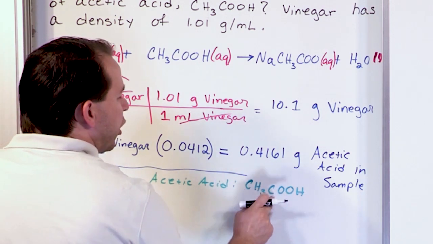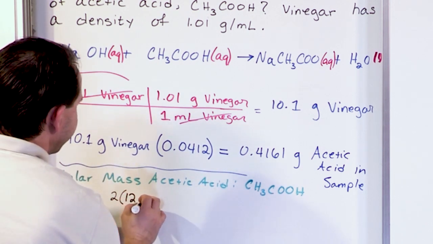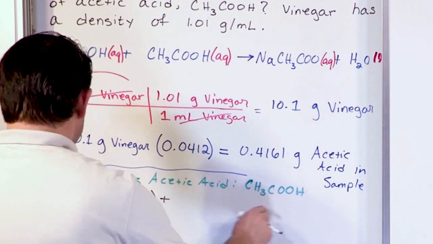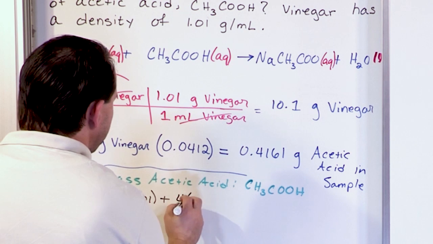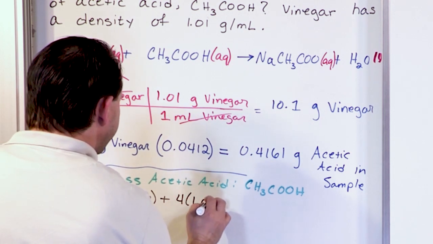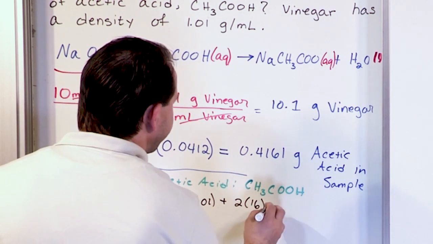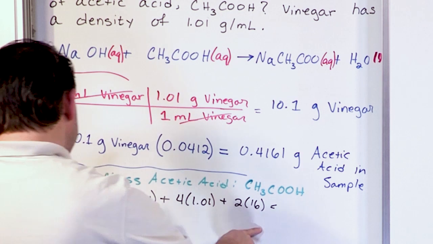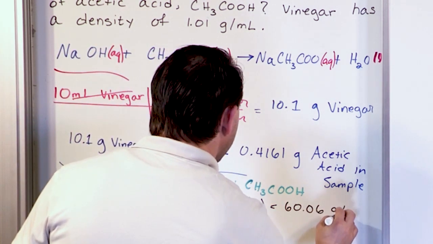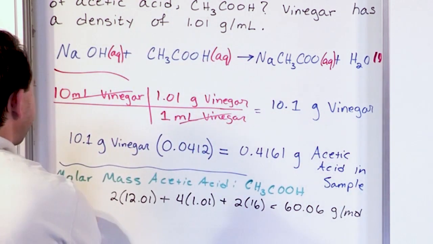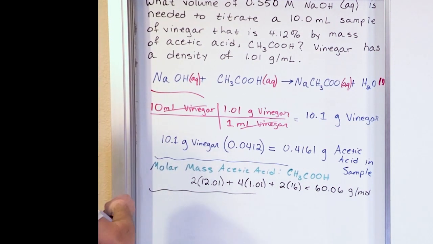Well, I have 2 carbons in here, so I'm going to say 2, and if you look at the periodic table, it's 12.01 grams per mole. And when you look over here, I've got 4 hydrogens, 1.01 grams per mole, if you read that off the periodic table. And I have 2 oxygens, which are roughly 16 grams per mole there. So when you do all this math, what you get is 60.06 grams per mole. So this is how many grams in a mole of acetic acid, CH3COOH.